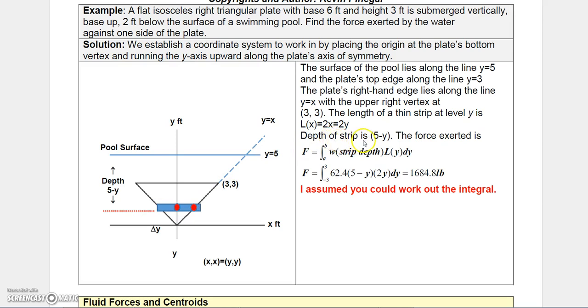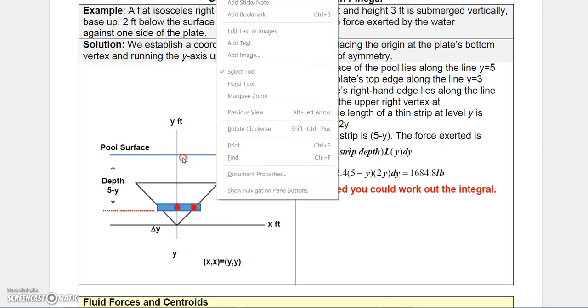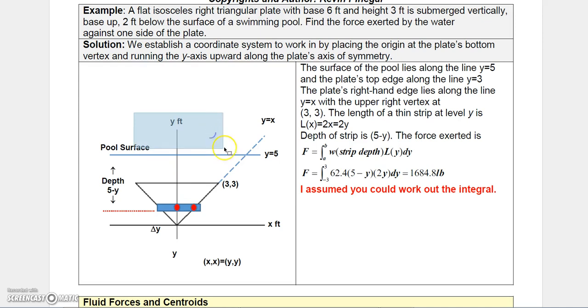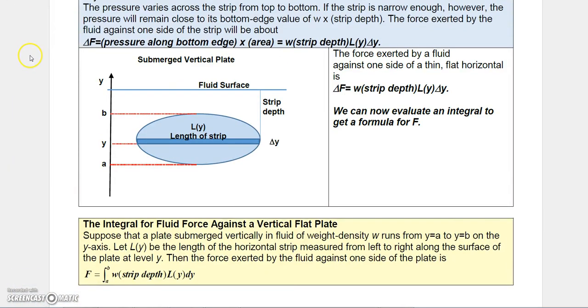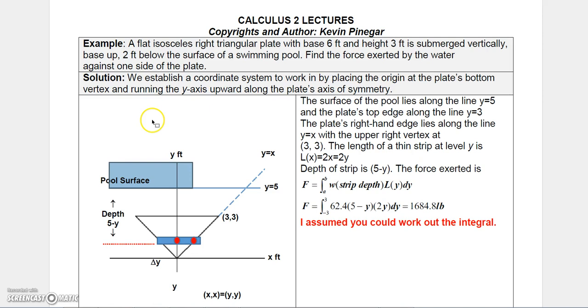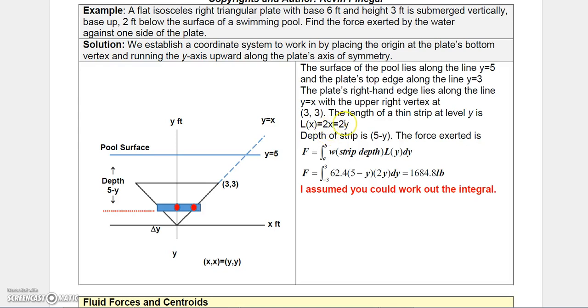Now the depth of the strip would actually be... Okay, my computer went haywire there for a minute. Anyway, basically the depth of the strip is just 5 minus y, where y is the height of the strip. So the height of the strip from the bottom would be y, so the depth of the strip would be 5 minus y.